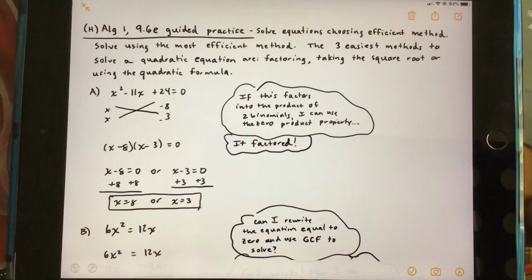So we have studied at length the 5 different methods that can be used to solve a quadratic equation. And so we're going to focus on the 3 easiest, most efficient methods of solving a quadratic equation. That means we will not be using graphing or completing the square. Those tend to be techniques to solve a quadratic equation that won't be the most efficient.